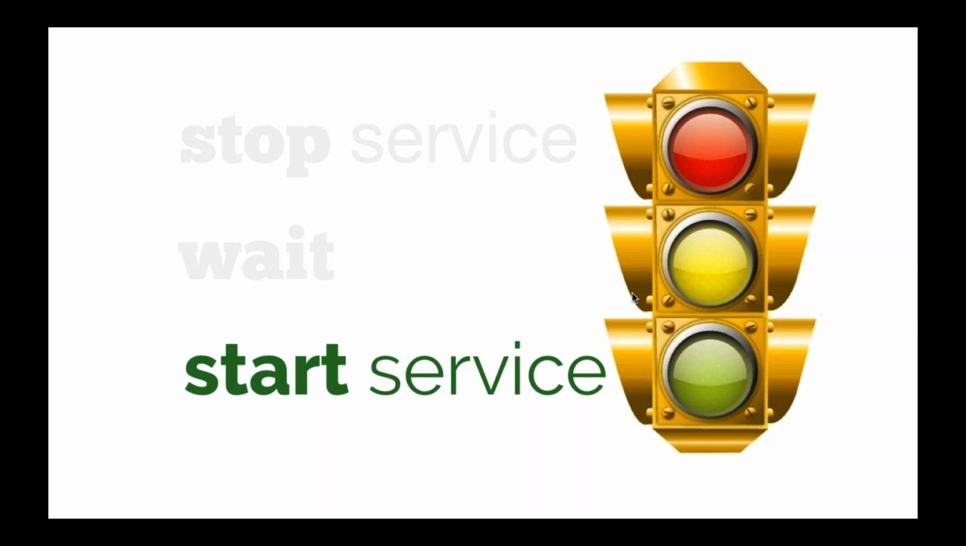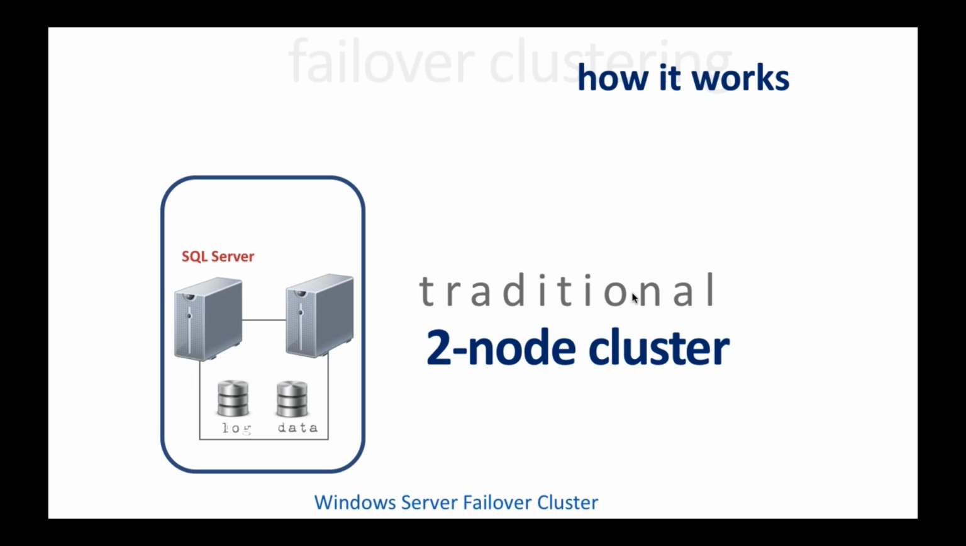If you understand how a traffic light works, it's pretty easy to understand how Windows Server Failover Clustering works, again, regardless of what type of workload runs on top of it. And I want to show you how it works visually using the traditional 2-node cluster with a SQL Server Failover Clustered instance. The reason I use this example is because it's been there ever since the good old days of SQL Server 7 running on Windows NT 4.